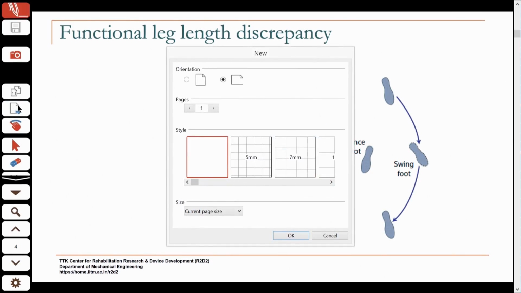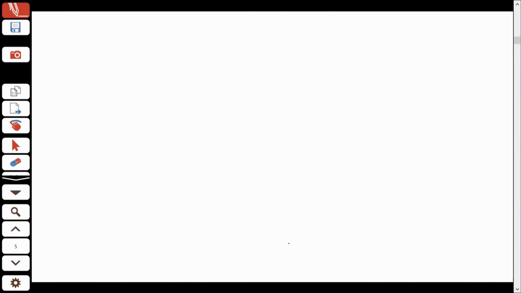So, we have looked at some instances of pathological gait. Today we will look at a few more. We saw that for functional leg length discrepancy there are 4 different ways a person could adapt to that and still walk. So, today we will look at a few more cases of pathological gait and how it affects a person's ability to walk.